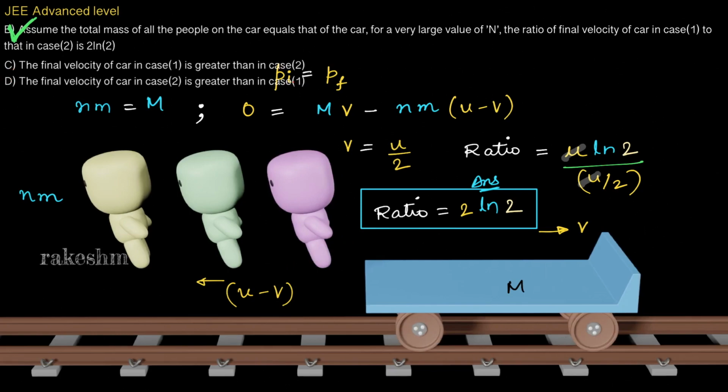In option C, he has given that the final velocity of car in case 1 is greater than that in case 2, and in option D he has given that the final velocity of car in case 2 is greater than case 1. The ratio we get is 2 times ln 2, which is 2 into 0.69, equal to 1.386, which means the final velocity in case 1 is greater than case 2. So option C is also correct. So finally the correct options are B and C.